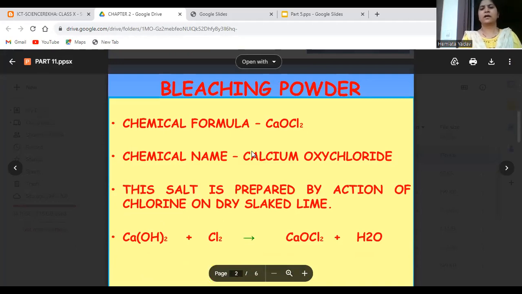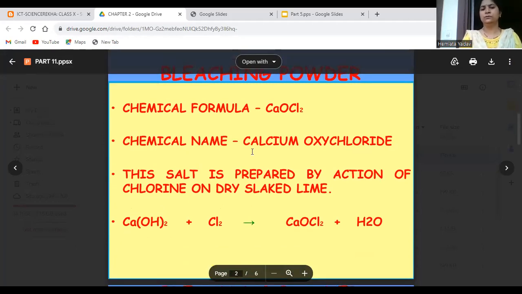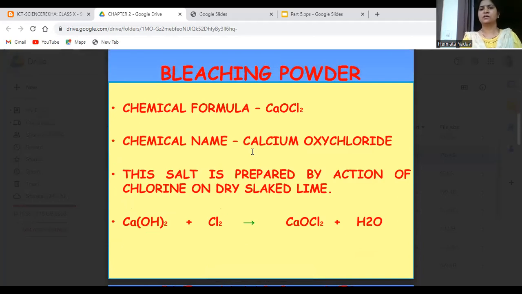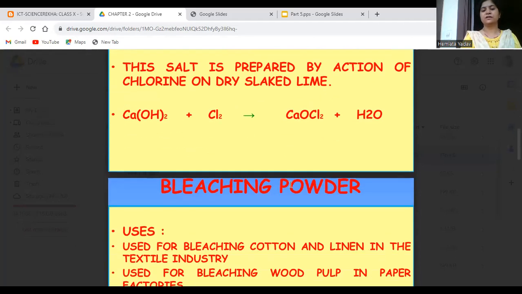Bleaching powder. Chemical formula is CaOCl2. Chemical name is calcium oxychloride. This salt is prepared by the action of chlorine on dry slaked lime. So, CaOH whole twice, Ca(OH)2, is slaked lime. When we react chlorine gas with it, we get calcium oxychloride, that is bleaching powder, and water. What are the uses of bleaching powder?